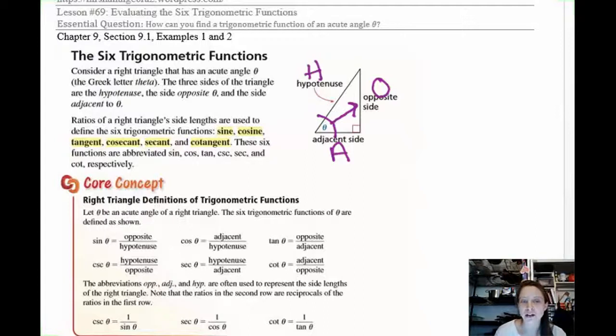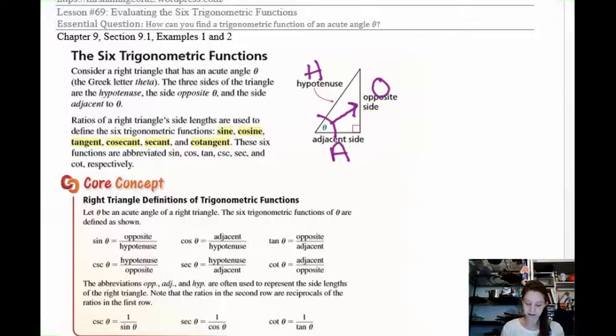Ratios of a right triangle's side lengths are used to define the 6 trigonometric functions: sine, cosine, tangent, cosecant, secant, and cotangent. These 6 functions are abbreviated as such, and I'll be using the abbreviations in all my problems. So the core concept here is the right triangle definitions of these 6 trigonometric functions, and you are expected to memorize them, and I'm pretty sure you've seen all of this before.